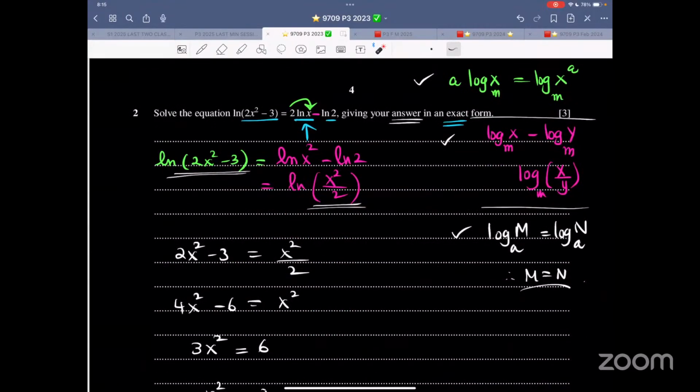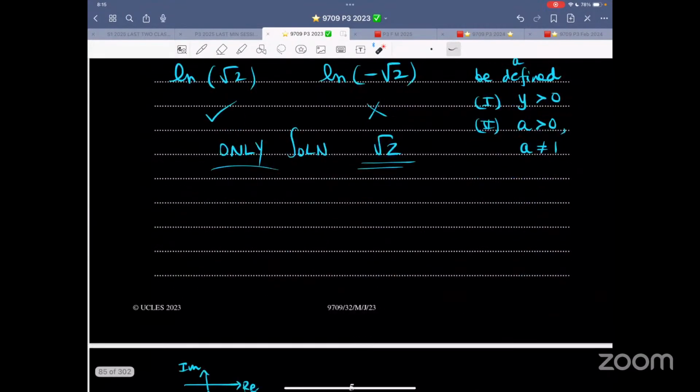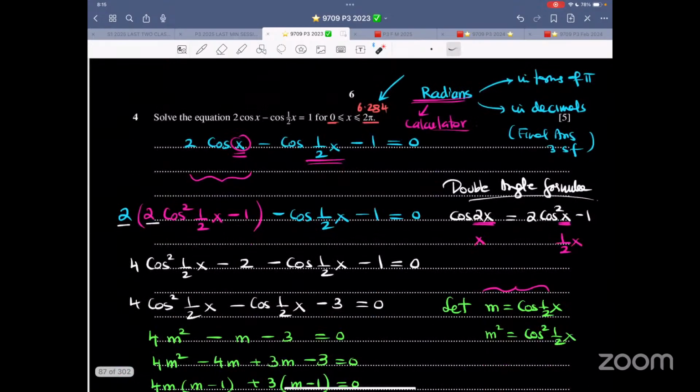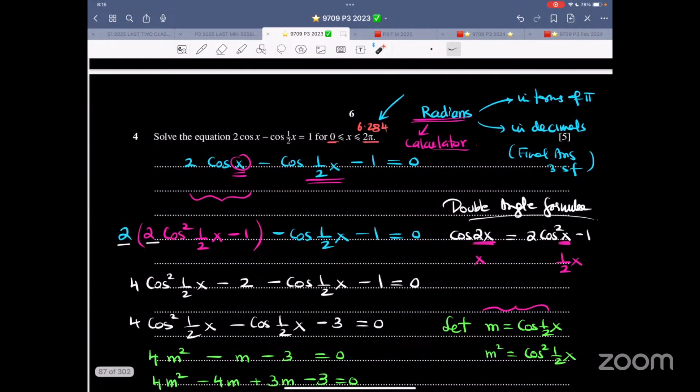Now, this one, that is an ln thing, nothing special. Let me skip this one. A complex number is for tomorrow. Ignore that. Trigonometry, this is a radian question. Let me go over this.